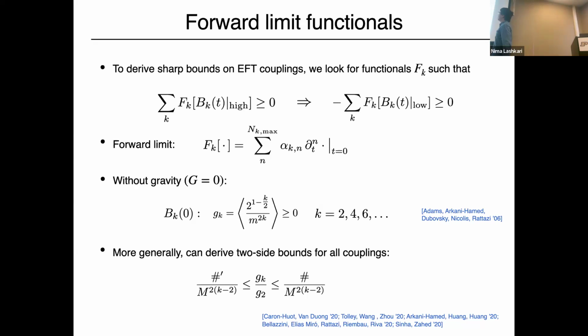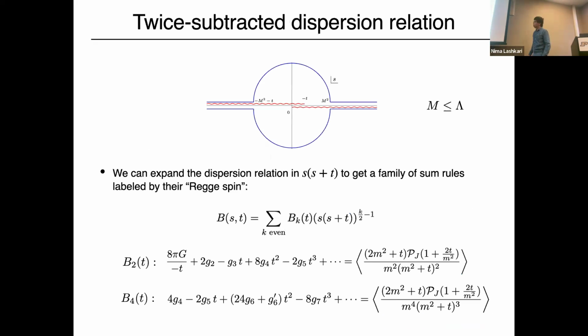One typical example of such a functional is expanding around t equals 0, which people call the forward limit. Let's consider one simple example. Let's first assume we don't have gravity, so G Newton is 0. Going back to these sum rules, if you take t equals 0, on the left-hand side you just get g2 here, and for this sum rule, you just get g4.